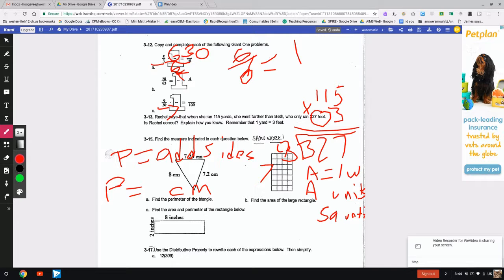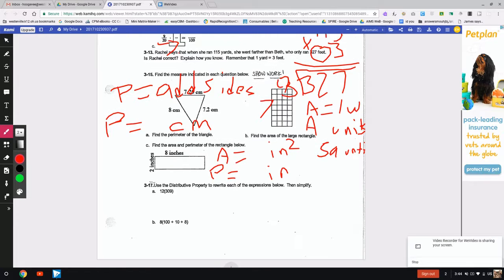And then the last one, another rectangle. I need the area and the perimeter. So make sure they are labeled as well. Pretty simple review from the last chapter.